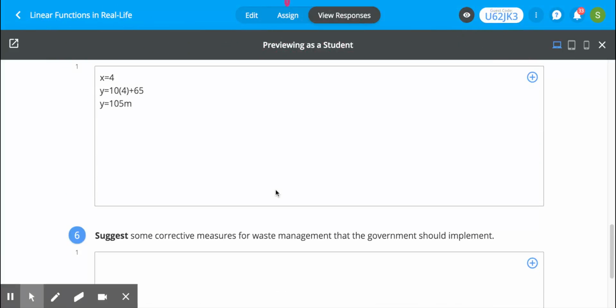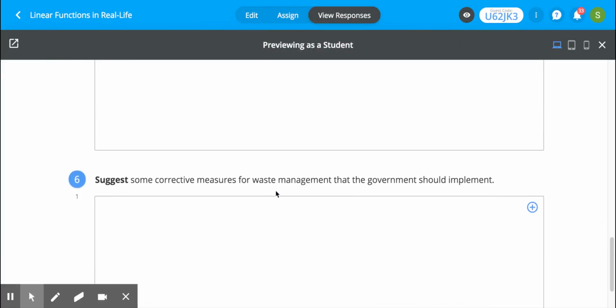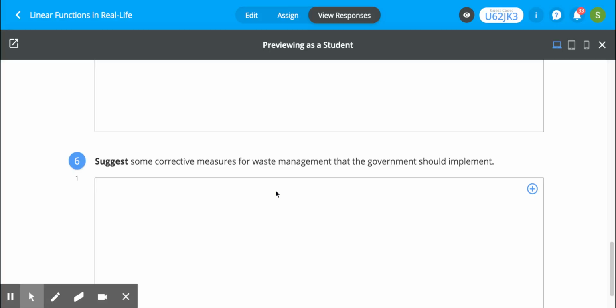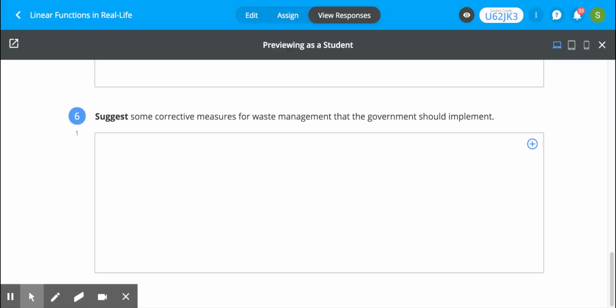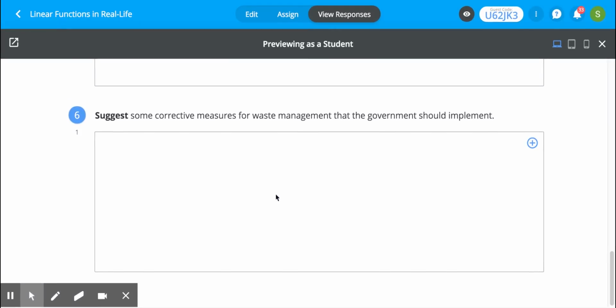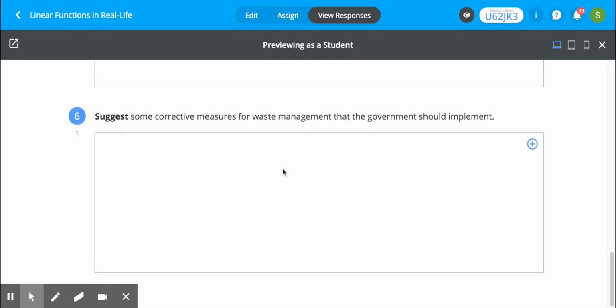Let's see, what else did it ask? I'm not going to answer that question for you, but it says to suggest some corrective measures for waste management. You guys can have fun with that. Read through the article, and I love reading these answers. That's where you're tying it in. There's no specific answer that I'm going to give you for that one.